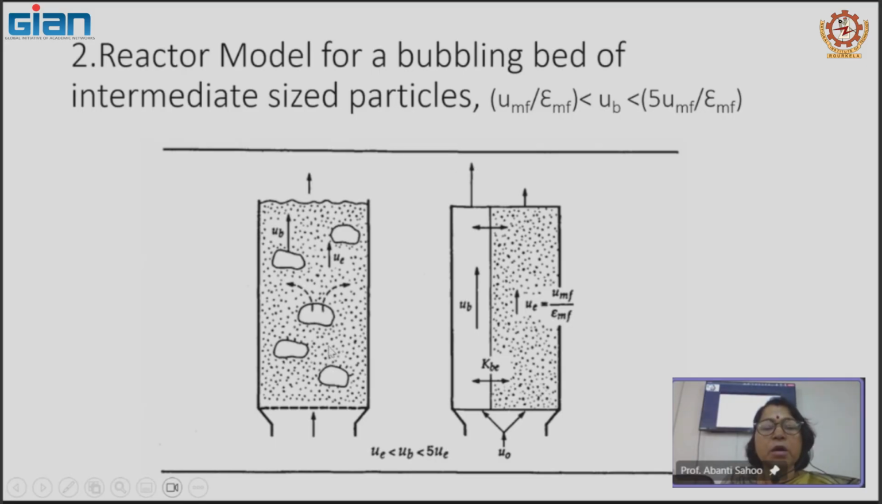So, here what happens, it comes out, using the bubble as a shortcut path, and comes out of the bubble. Then in the emulsion the reaction will be taking place. You can see the gas is entering and coming out. Here you can see that in the emulsion, the fluidization velocity will be UMF by epsilon mf, and this is the UB, and here almost the cloud will be broken. So you can see what the mechanism is.